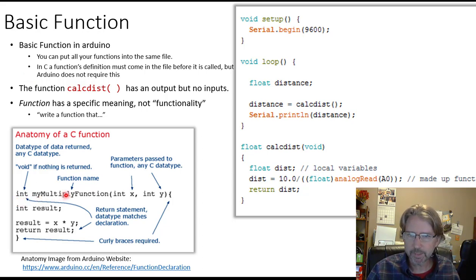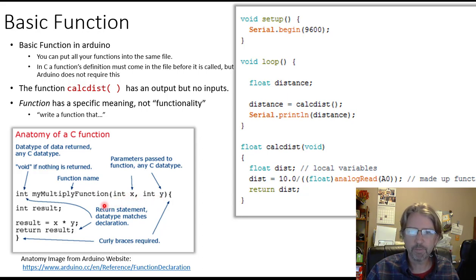So this is the anatomy of a C function. We have the function name. You have to give it a name here. My multiply function is this one. If you have inputs, you have to give them names that you're going to use in the function. So here we have inputs x and y, and we use them down here in the function. And you have to say what kind of variable. So the variable type. These are both int variable types, whole numbers. That's how we define the inputs.